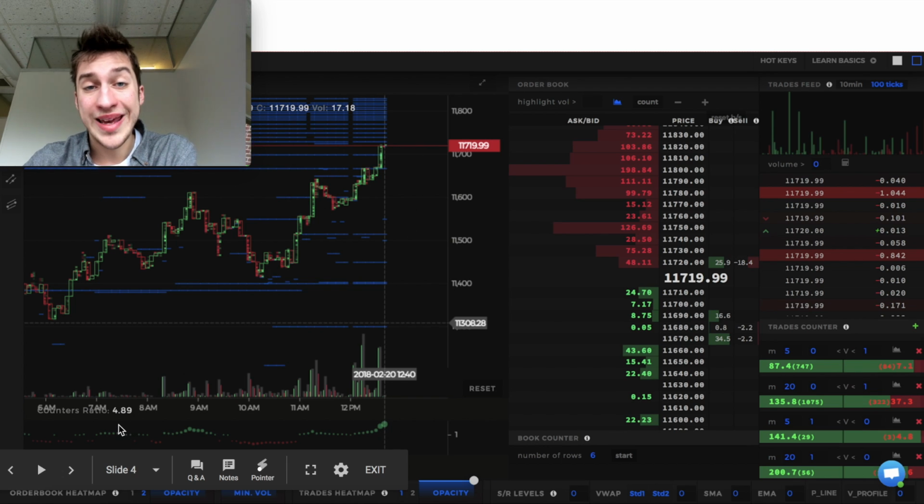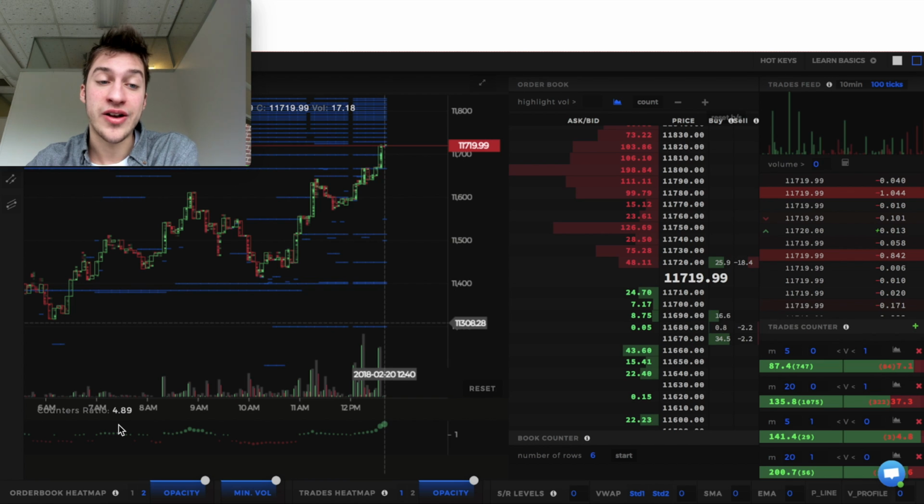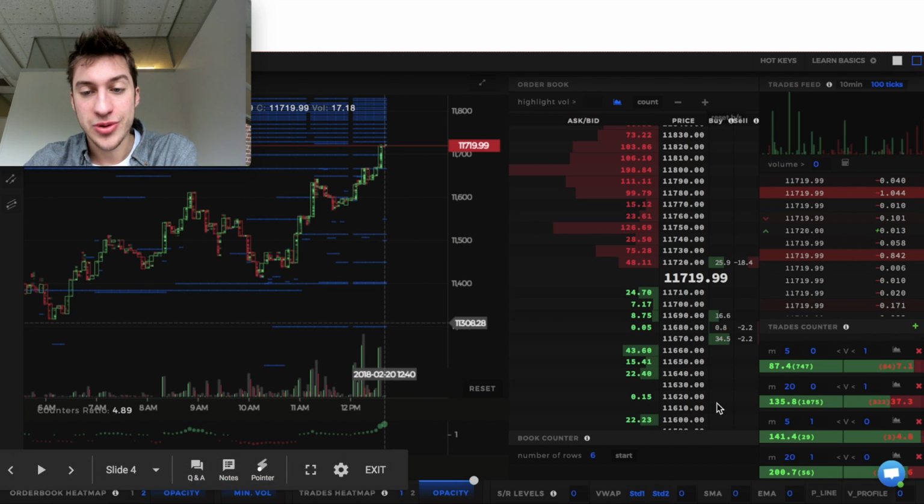There have been 4.89 times as many buyers as there have been sellers. That's not healthy. That's not good for an established uptrend. Many offers here, also seen here, and then the buyer count ratio is quite high. 87, 135, 141, and 200. A lot of people have bought, and they're just beginning to sell here.